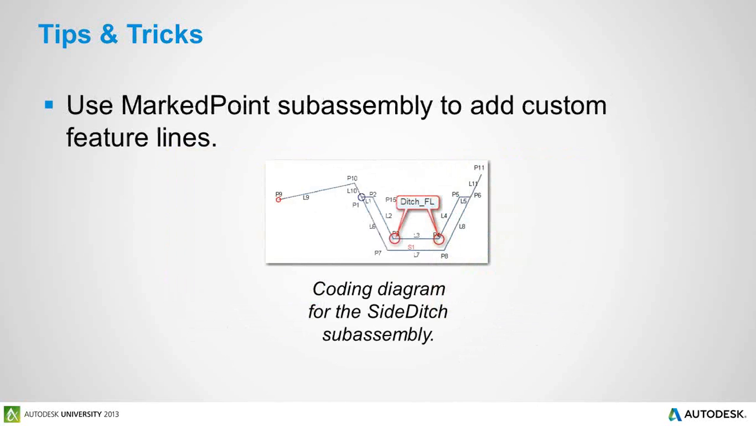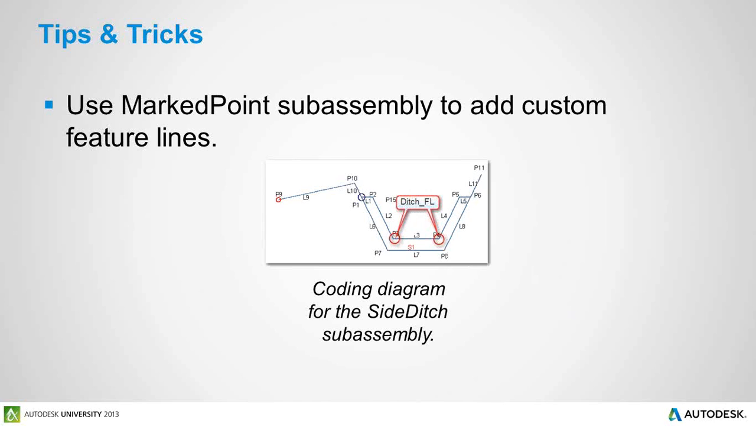Another thing you have to watch out for is that not all of the subassemblies have code names at those locations. A good example of that is the side ditch assembly, which I've used in some of my models. It does not have any point codes or code names assigned to the P3 and P4 points. So what I will do is use a marked point subassembly and insert those at these locations, and I will give them a unique code name that I can then use within my corridor model to extract feature lines or add these elements to my surfaces as feature line data at these locations.